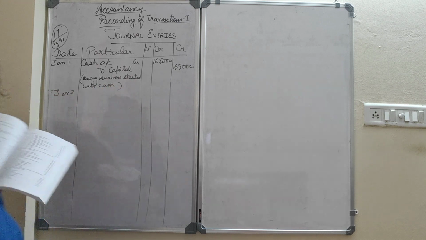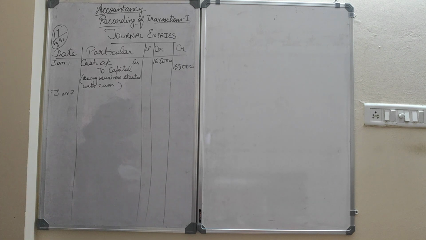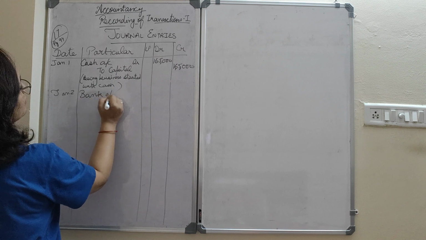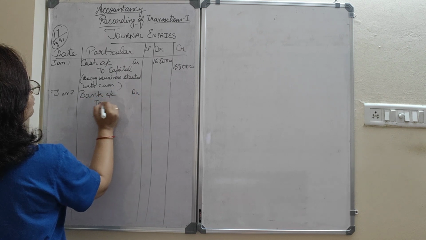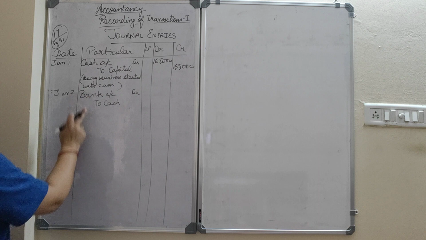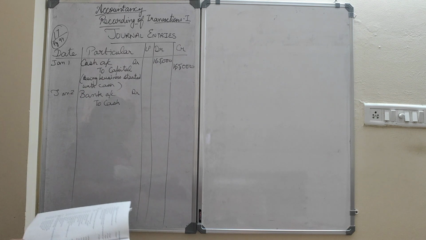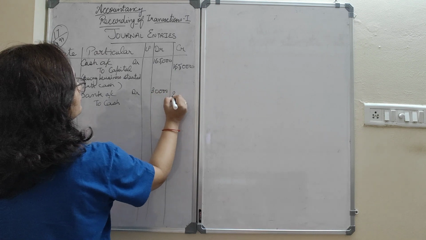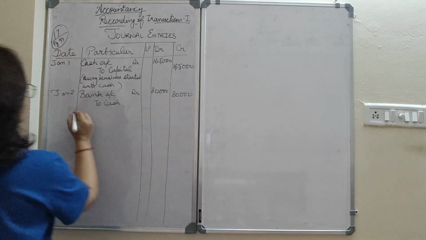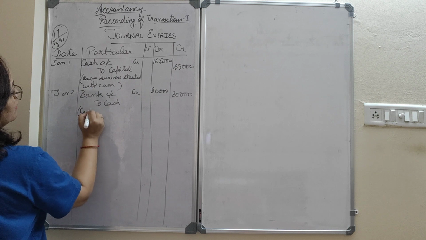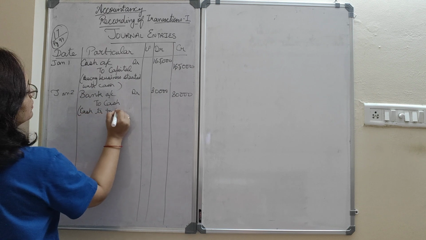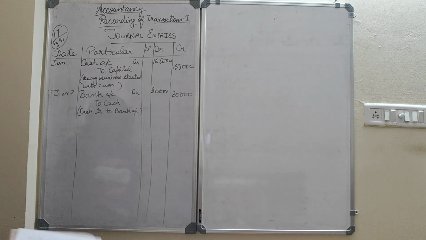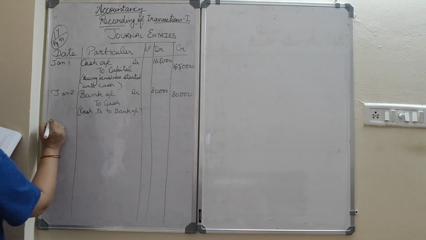January 2, opened bank account in PNB. So this is a contra entry. Bank account debit to cash. Who is the receiver? Bank. What is going out? Cash. So it is 80,000. Narration: cash transferred to bank account. Now next is January 4.